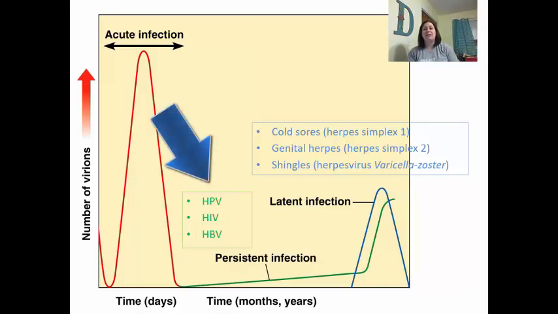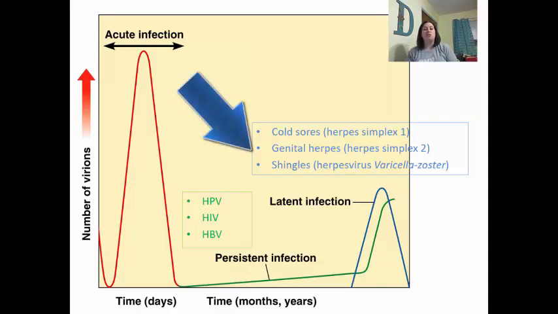These are called persistent infections, where the first infection takes place and then it starts to go down, but then over the months and years we start to see that it still will start to increase and cause a problem. These are things like HPV, HIV, and HBV. On the other hand, other infections are considered latent infections. So once you have them, they sit latent or dormant in your body. Then stressors or something can trigger an infection to come up later. Some examples are things like cold sores, genital herpes, and shingles.